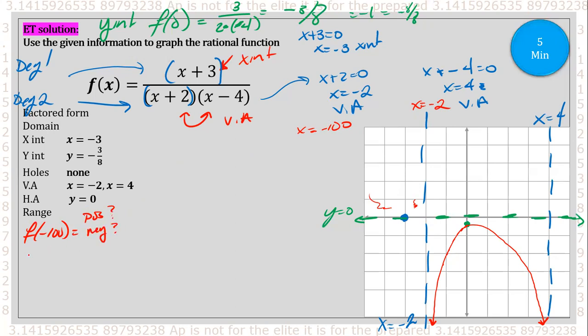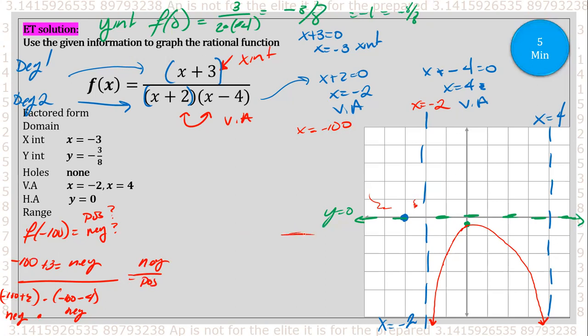I don't care about the value. You can probably see that I'm going to see -100 plus 3. Well, that's still negative on the numerator. And in the denominator, I have -100 plus 2. That's still negative. And I have -100 minus 4. That is still negative. So at the end of the day, I got a negative over a negative times a negative, which is a negative. So I can see that this right here is still a negative.